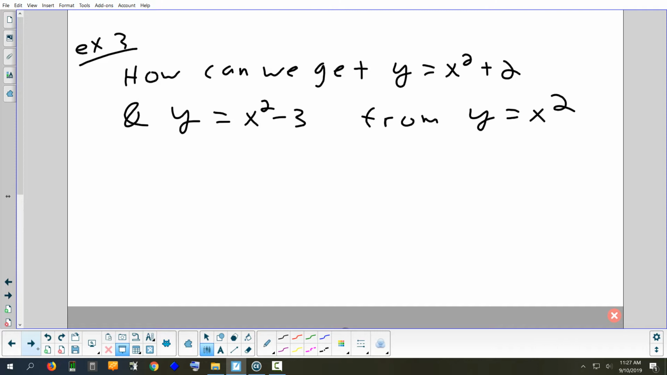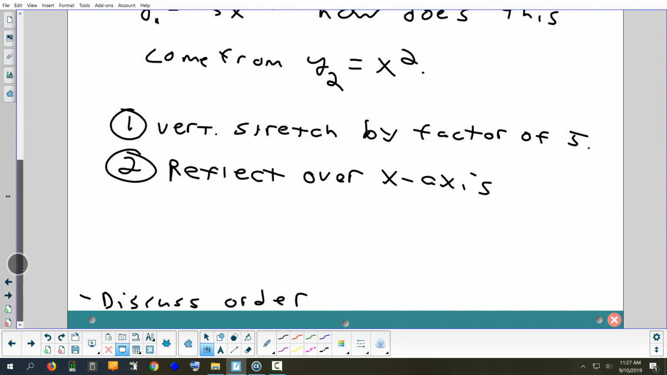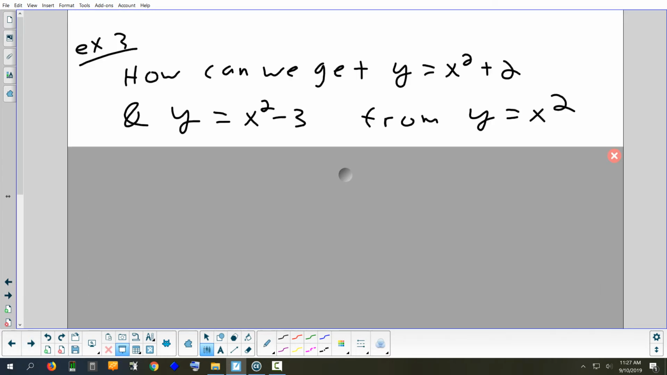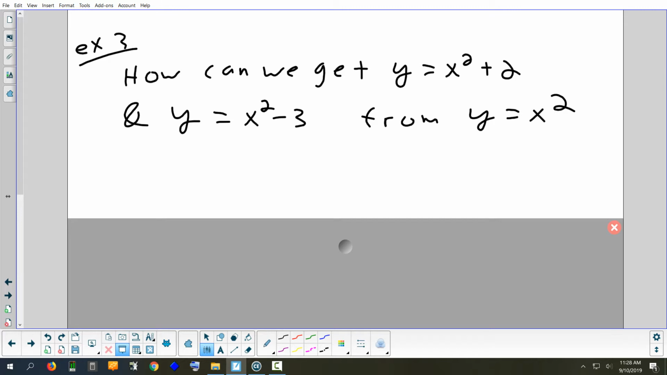Okay, let's try this one. This one's a little different. We're not multiplying by a number in front. We're adding and subtracting a number on the end. So we're going to try it on the calculator and see what happens. Does anyone have a guess what that +2 is going to do? Shift it up. It'll be one of the coordinates for the vertex.